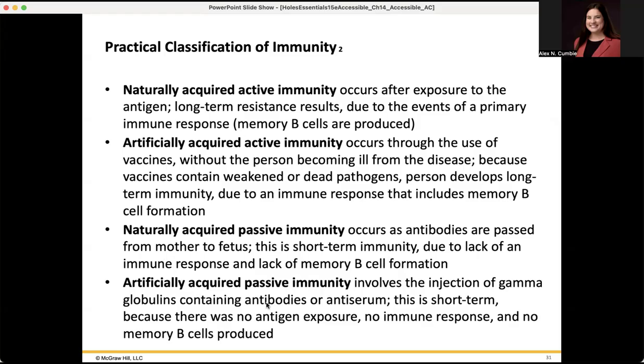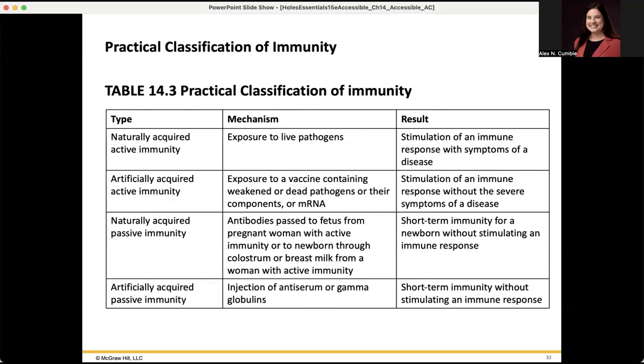And then we have artificially acquired passive immunity, artificial being an injection. You can give people antibodies, right? There are many people who donate plasma, and then their plasma can be used, right, to help other people. And that is giving someone antibodies from that plasma through an injection, through an IV, where they're not exposed to the pathogen themselves, so they don't create their own antibodies. They're just simply given them. Here is a nice little table with that.